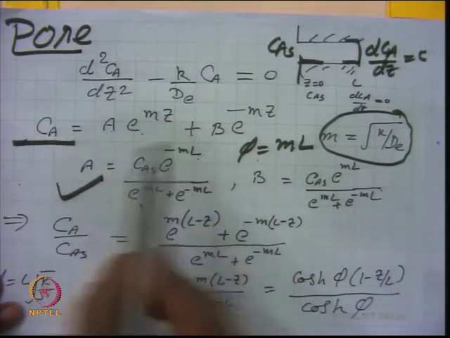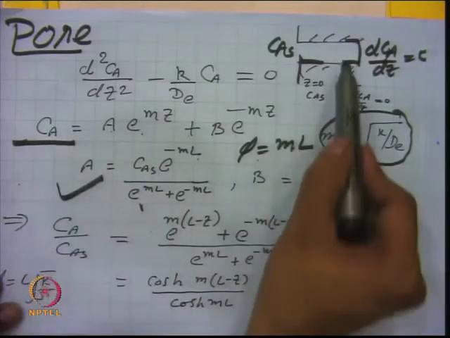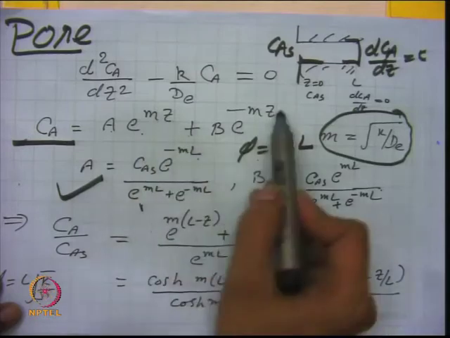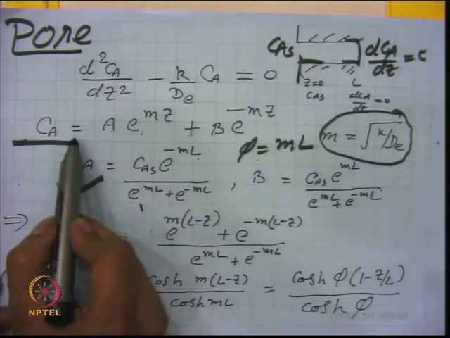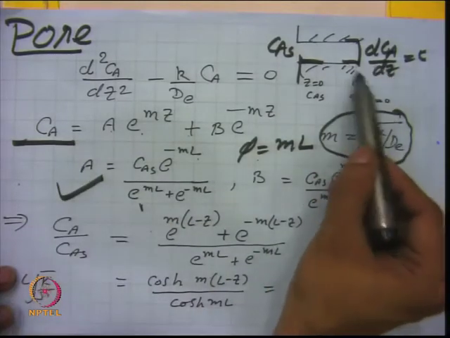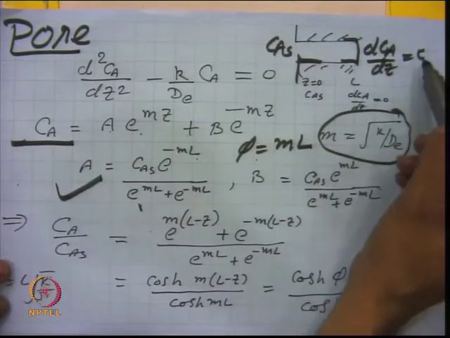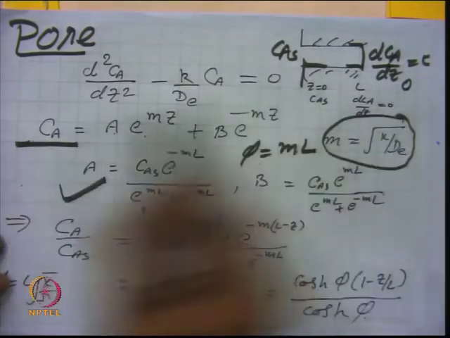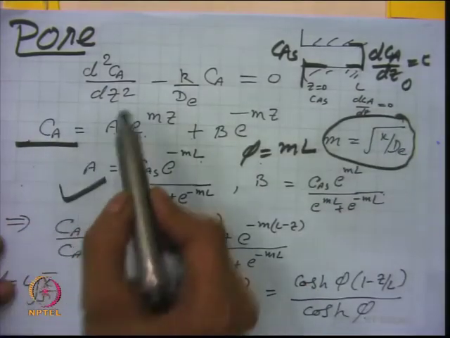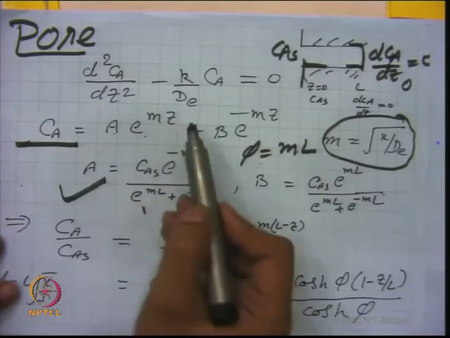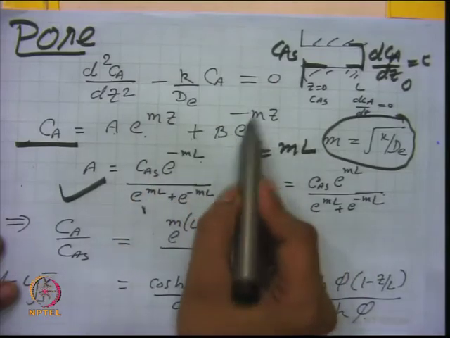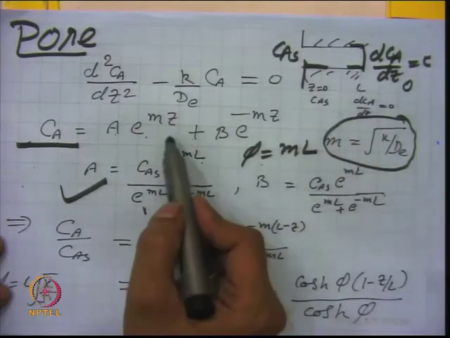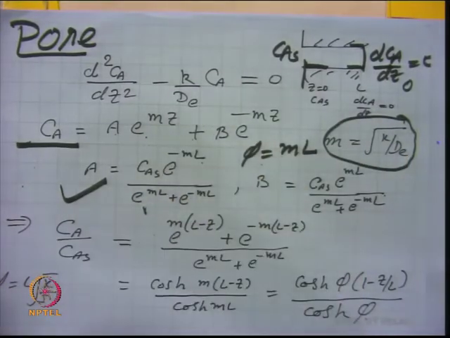So, one is that C A is equal to C S at z is equal to 0. So, this becomes A plus B, this is 1, this is 1. So, A plus B is equal to C S, right. And second time when you are writing z is equal to L, d C A by d Z is equal to 0, right. So, differentiate this equation for d C A by d Z. So, that will give you simply A m e to the power m z minus b m e to the power minus m z, right, is equal to 0, put z is equal to L there. So, that will become second equation, right.